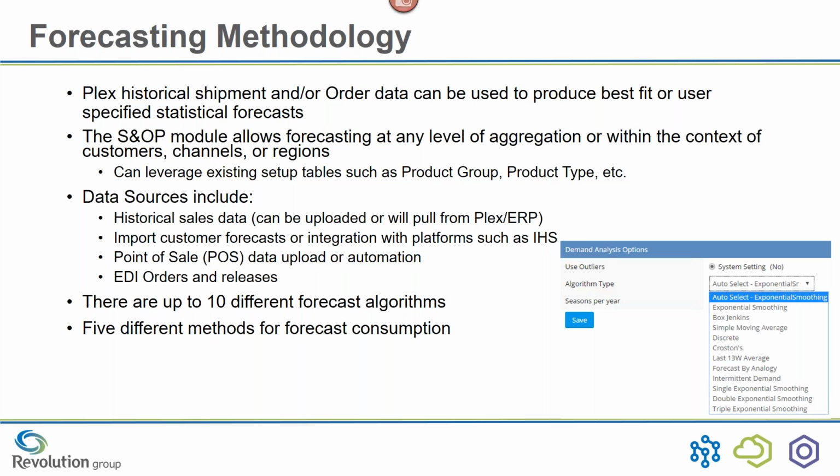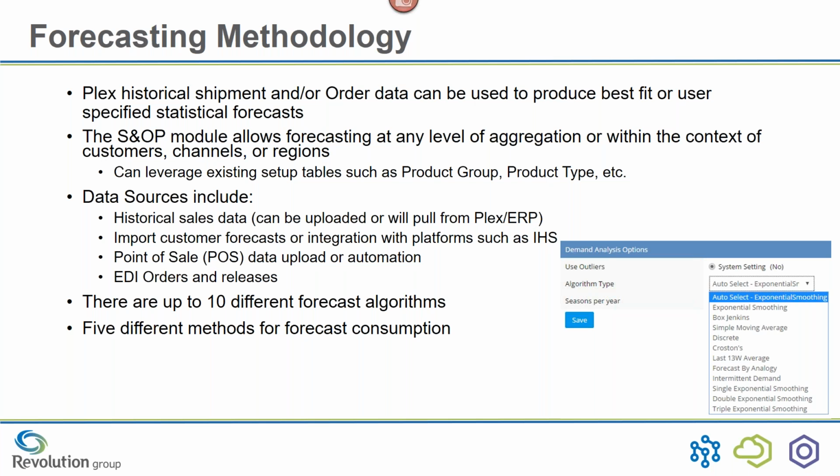There's 10 different forecast algorithms. It's kind of small here on the right, but I just want to show you the drop down of all the different algorithms that you can use. So depending on what your business is comfortable with, you can choose one, or as you can see here, it has auto-selected an exponential smoothing forecast based on the history. It looks at the data and says that would be the most appropriate one for us to use.